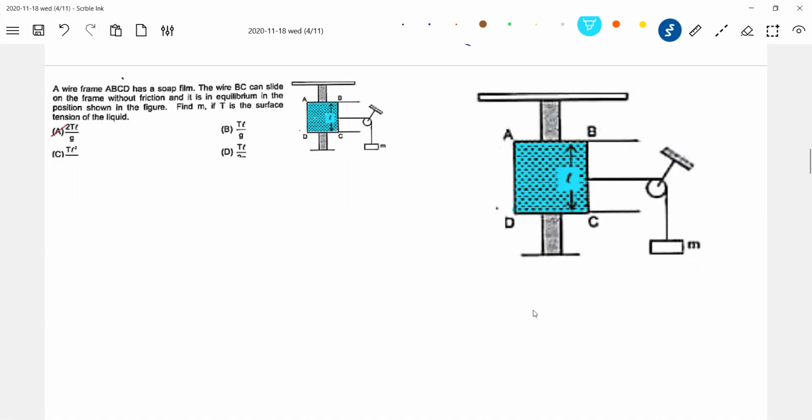Now it's in equilibrium. So what are the forces? mg and tension. What about the force here? Here is a soap film. This is the soap film.